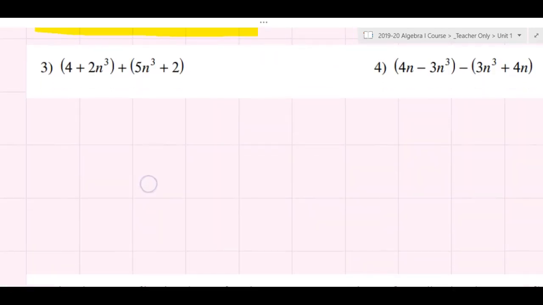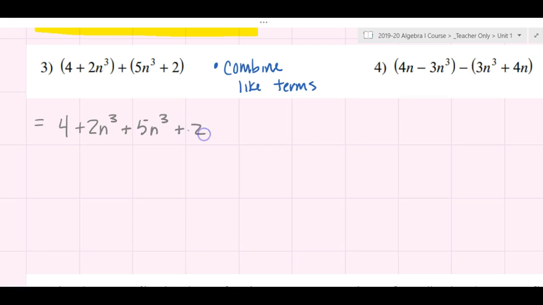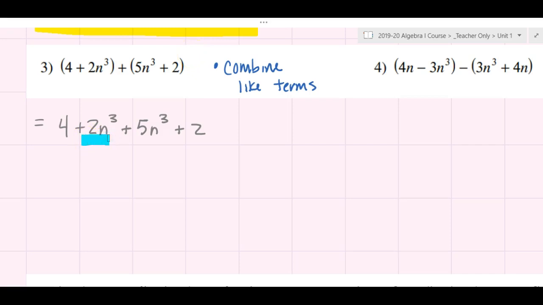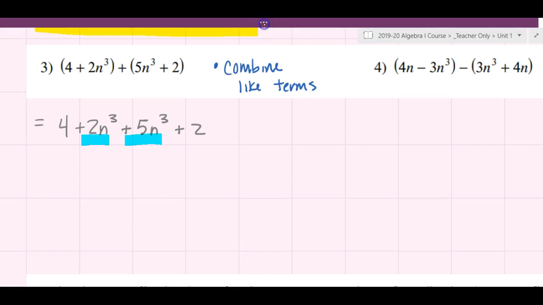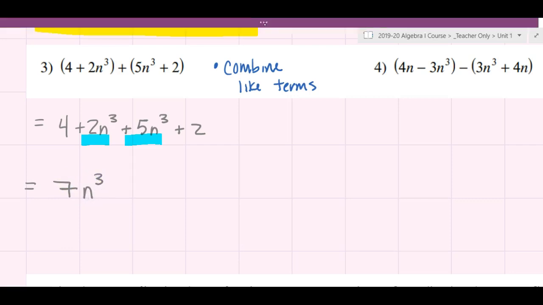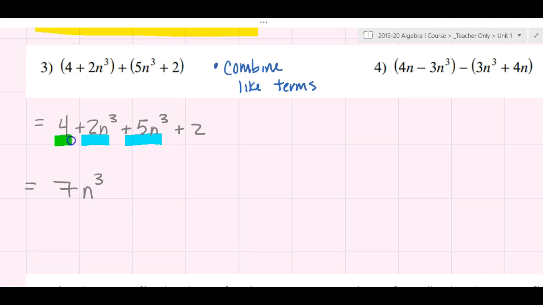Let's go back to adding. When we add, the only step is to combine like terms. So I'm going to bring everything down, drop the parentheses. 4 plus 2n cubed plus 5n cubed plus 2. Look for like terms. I've got a 2n cubed and a 5n cubed. 2 plus 5, 7n cubed. And then I have a 4 and a 2, both positive. 4 plus 2 is 6.